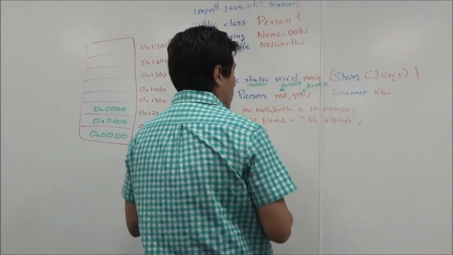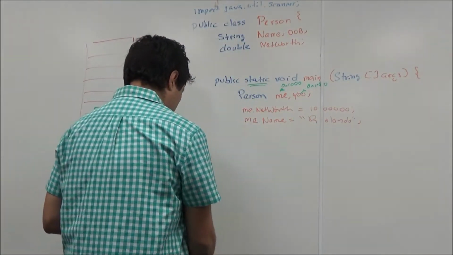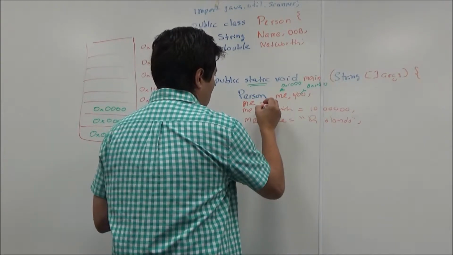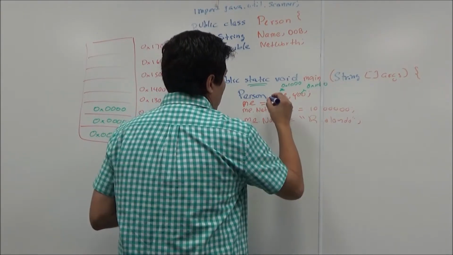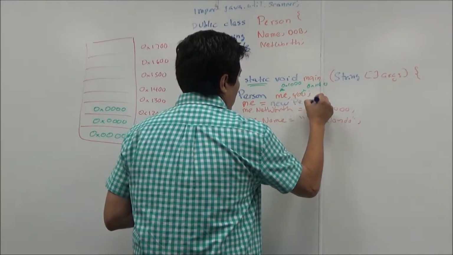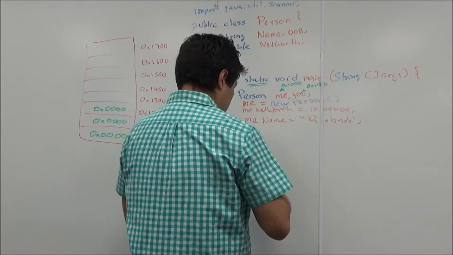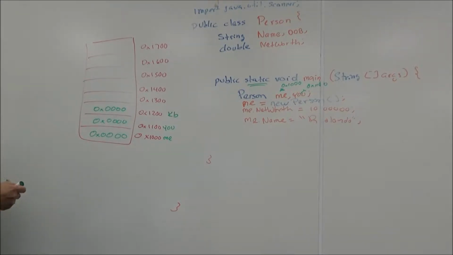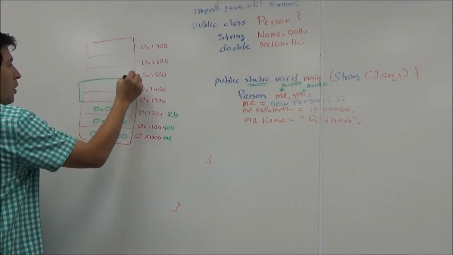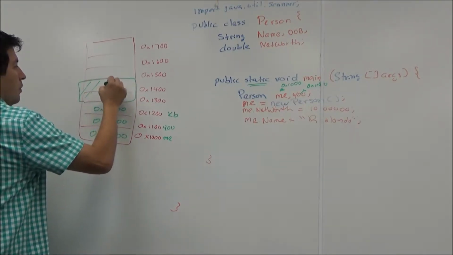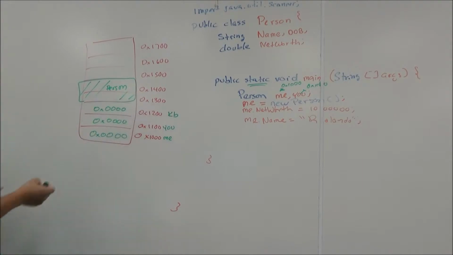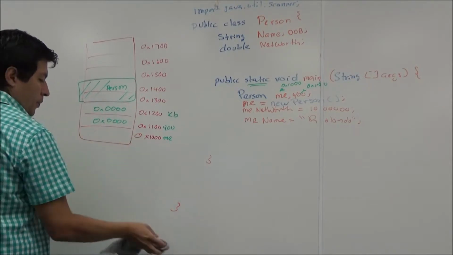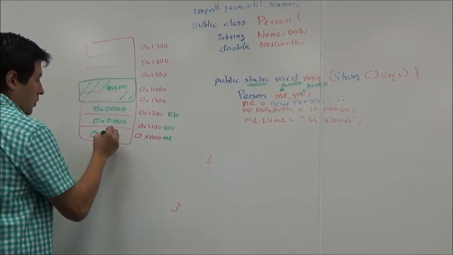So before I can do this, I have to say I had a constructor, right? Me equals new version. And what does the new do? It allocates the memory. I'll assume this is the chunk. Reads the person, and returns the address. Right? And then me has the address.